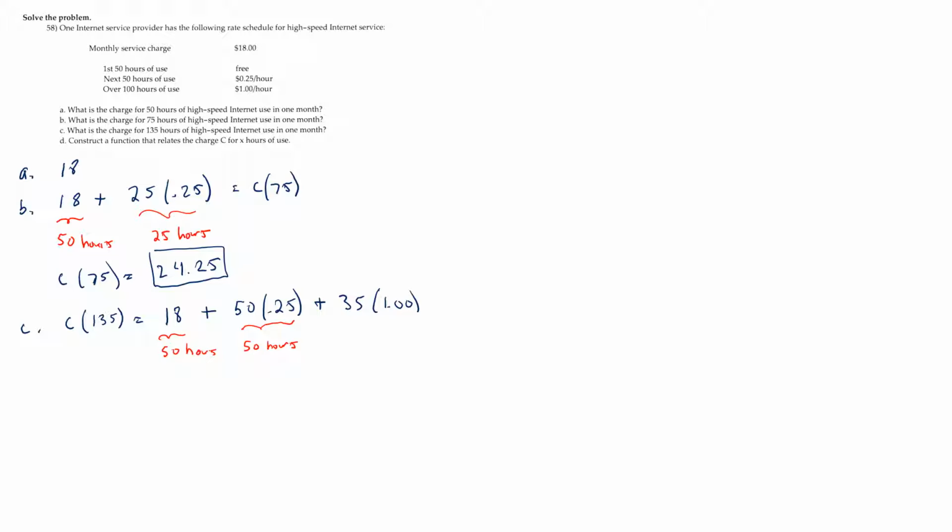So for the first 50 hours, that's 18 bucks. The next 50 hours would be 50 times 0.25. And for the last 35 hours, I have to pay $1. And so whatever all this adds up to, that's the answer to part C. So with my calculator, 35 times $1, that's 35 bucks, plus 50 times 0.25, plus the 18. Looks like it's $65.50.